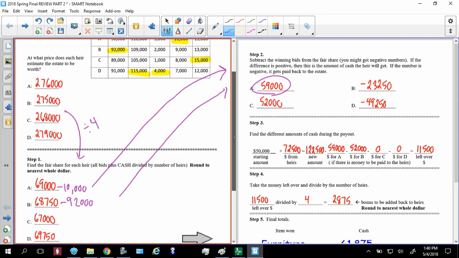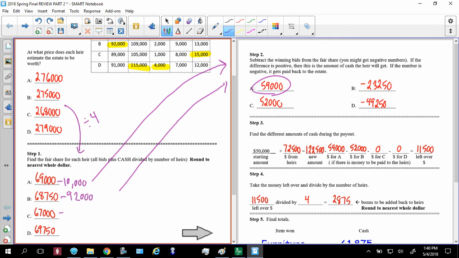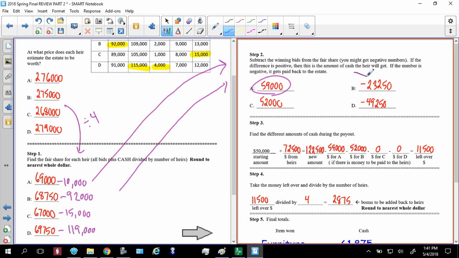All right. For C, I'm going to subtract 15,000. That's how I got that C number of 52,000. And then for D, I'm going to subtract two things, 119,000. All right. That's how I got my numbers. Now, these are the numbers that you're paying back. All right. So B is going to pay back this amount of money.